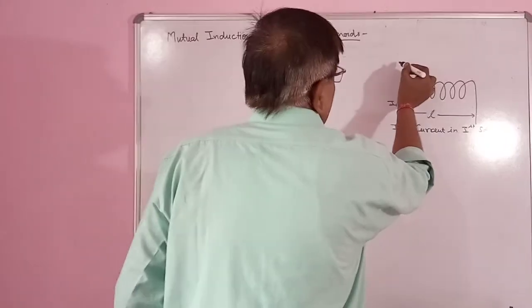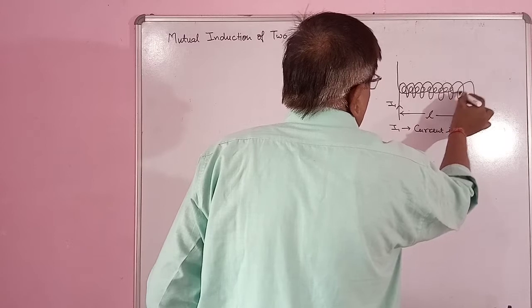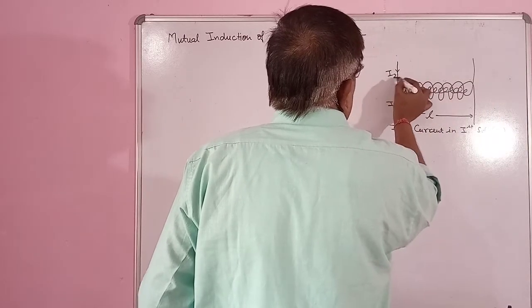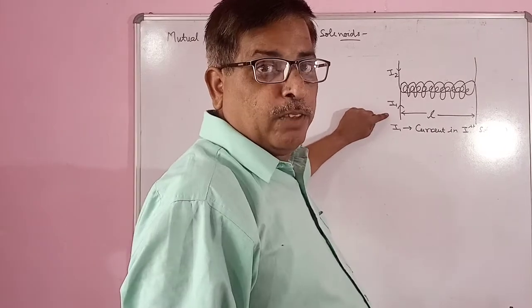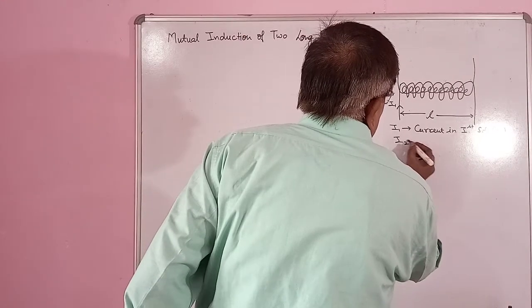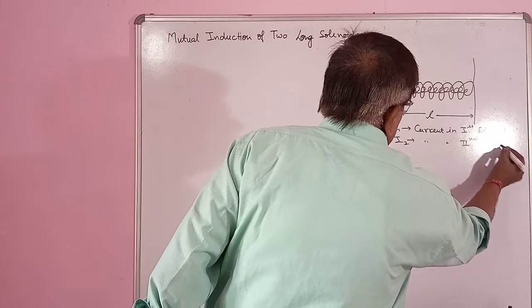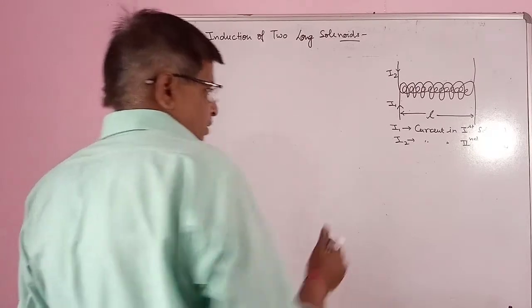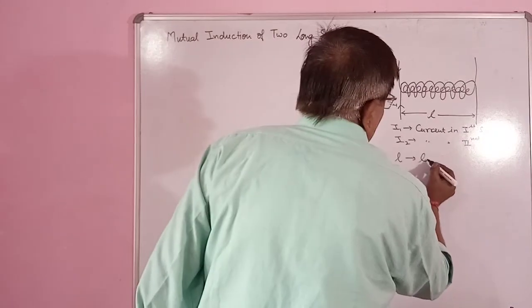Now we are considering this is our second solenoid in which current I2 is flowing. In the first solenoid current I1 is flowing, in the second solenoid current I2 is flowing. So this is the current in the second solenoid S2. Now L is the length of the solenoid.